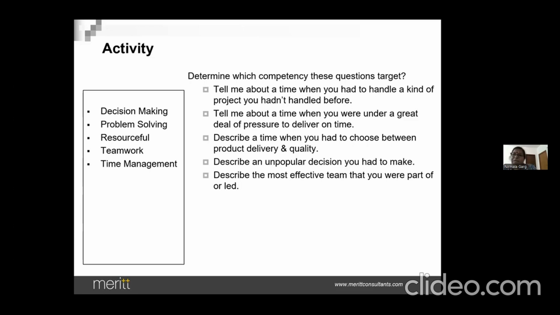Tell me about a time when you were under a great deal of pressure to deliver on time. Of course, time management. Decision making also. Because you have to deliver on time, you may be resourceful and trying to do it right. Decision making will come to a certain extent. Delegation will come. So, a whole lot of things.